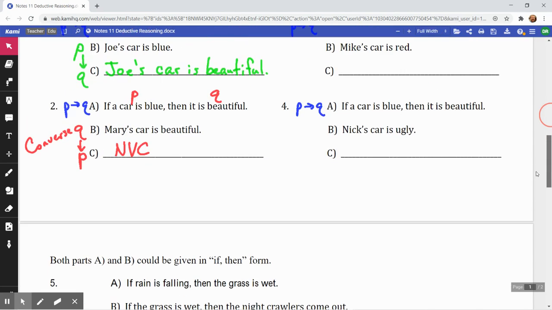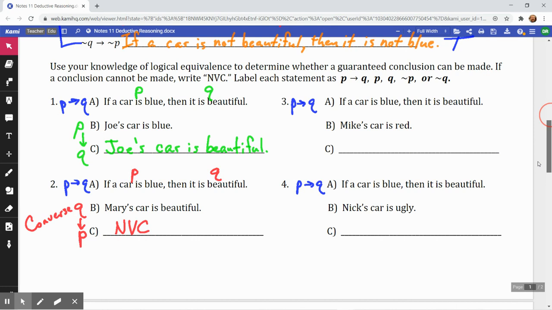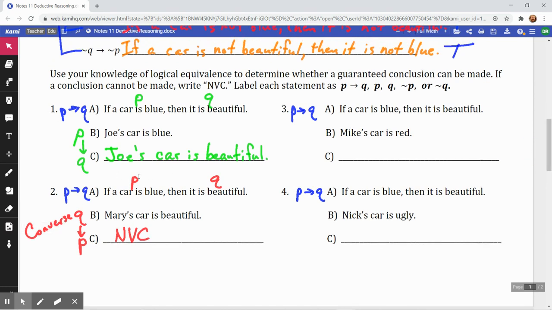So that's one of those cases. The converse is not guaranteed true when the conditional is true. So we won't say anything. We don't know what color Mary's car is. So we look at case 3. It says, if a car is blue, then it is beautiful. Okay, so again, that's our setup. We know that condition, and we will apply it as we can.